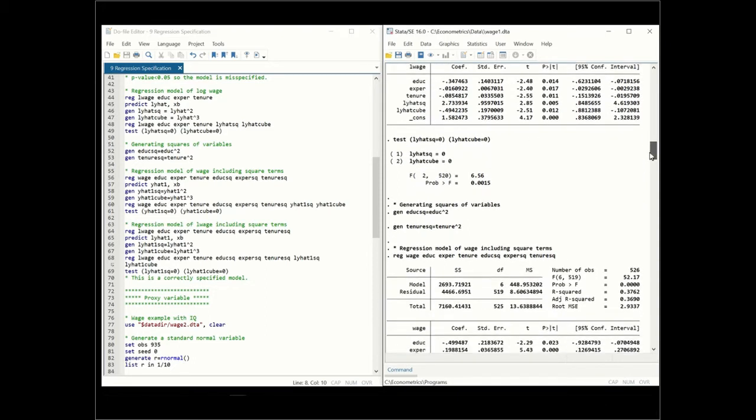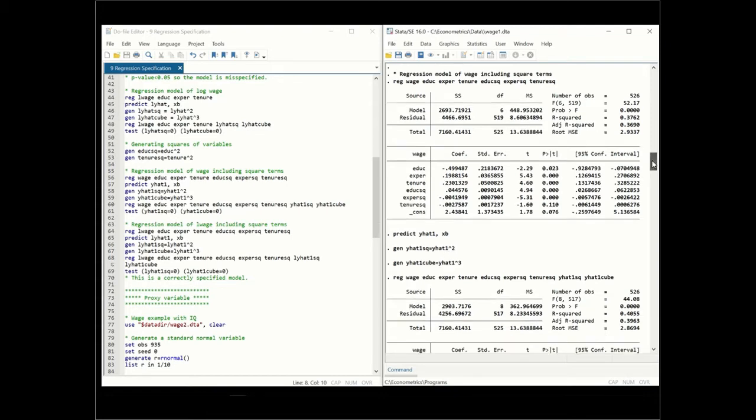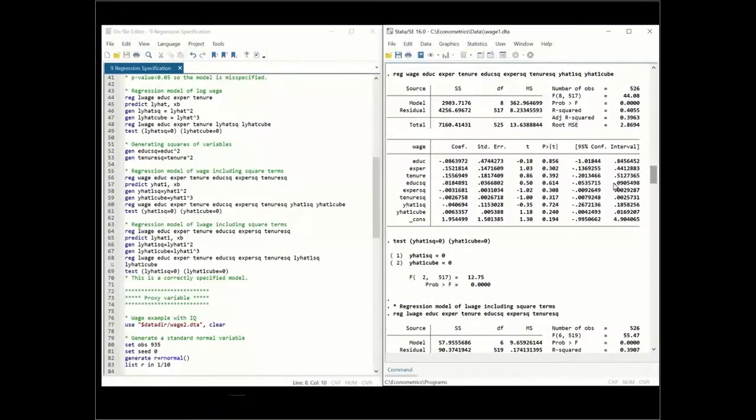So keep trying. Now with the model, we have the square terms here. We estimate the model, get the predicted value, square and cube them, put them back into the regression, and again estimate everything and then test whether these two coefficients are jointly significantly different from zero. And again, this F statistic and the p-value are showing that it's less than 0.05. Therefore, again, we have a misspecified model.